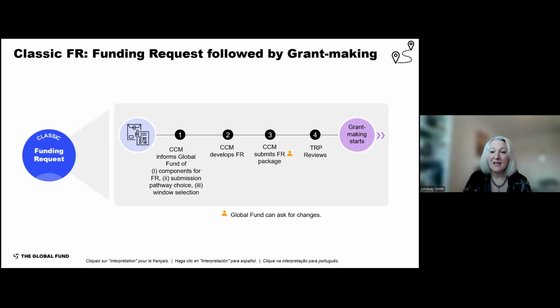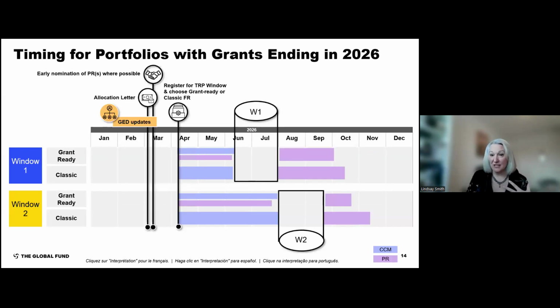Next slide, please. If you are thinking about these different options, I want to emphasize that it is the CCM's choice whether or not to use the classic submission pathway or the grant-ready submission pathway. And if you have a grant that is ending at the end of 2026, that decision would need to be communicated to the Global Fund quickly after the allocation letter in order to be able to set up the documentation that is necessary to submit your funding request. We would encourage you to do that within 1 month of the allocation letter being shared with you, if you are aiming for window 1 submission.